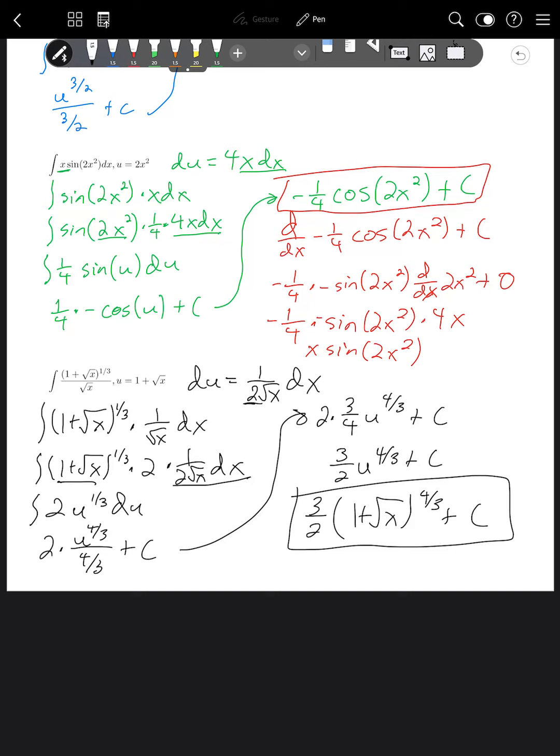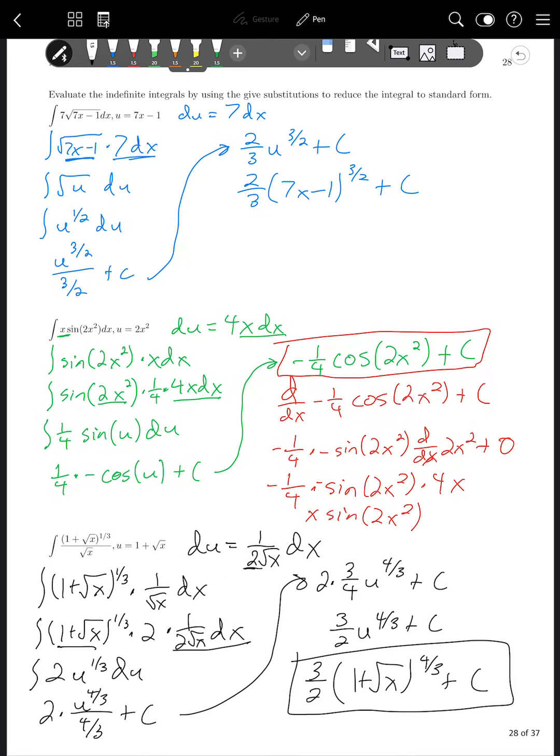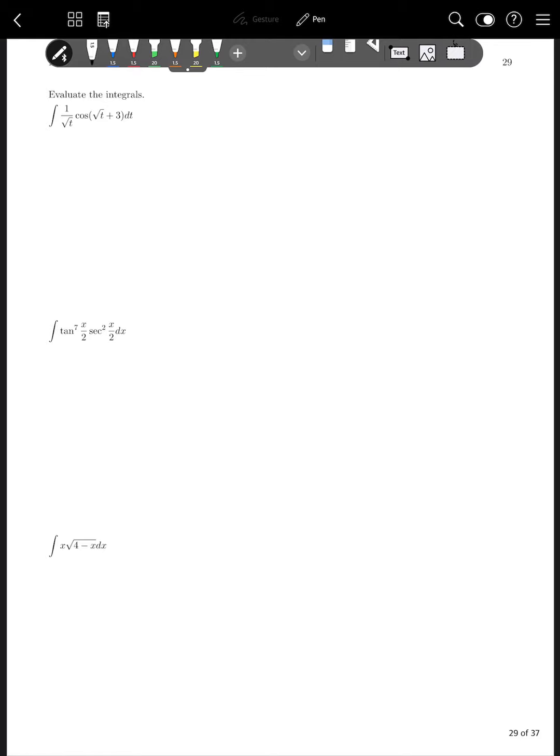Now where this gets a little trickier is when we don't tell you what u is, when you have to figure out what to make u. So in a lot of cases, u might be fairly easy. It's usually going to be an expression within one of the pieces, but not always. Sometimes it's going to be more complicated than that. So that's what we're going to look at now.